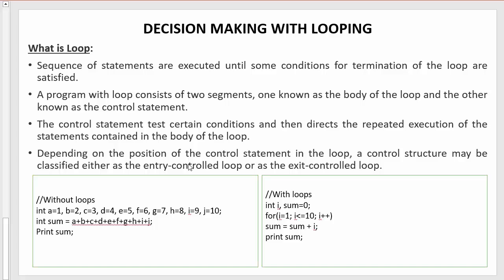Next is depending on the position of the control statement in the loop, a control structure may be classified either as the entry control loop or as the exit control loop. So in looping we have two types of loops, entry control loop and exit control loop. Based on the position of the condition in a program, loops are divided into two types. First one is entry control loops and second one is exit control loops. We will see these two types of loops further in our upcoming videos.